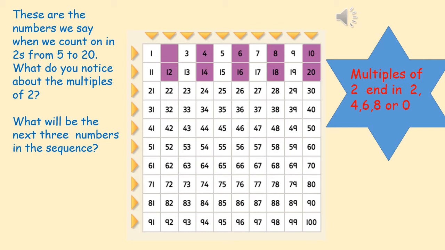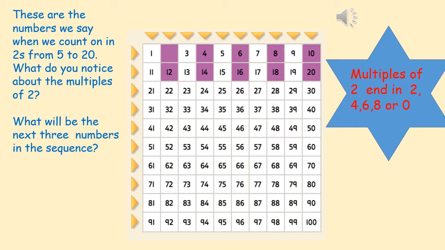Did you realise what we were doing? We were counting in twos. And if you look at the 100 square, you'll see that the numbers in purple are the numbers we say when we count in twos from 2 to 20. What do you notice about the multiples of 2? Yes, multiples of 2 end in 2, 4, 6, 8 or 0.